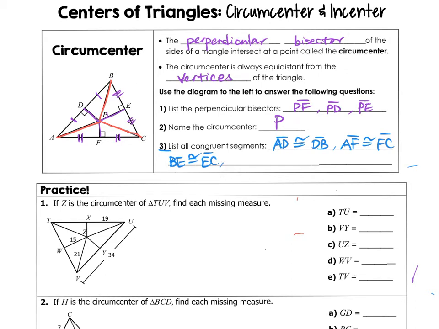And then I have from the circumcenter to the vertices, so AP should be congruent to BP, should be congruent to CP. So the circumcenter to all the vertices are congruent, just like where the red segments are in the diagram. Okay, so let's do one practice.